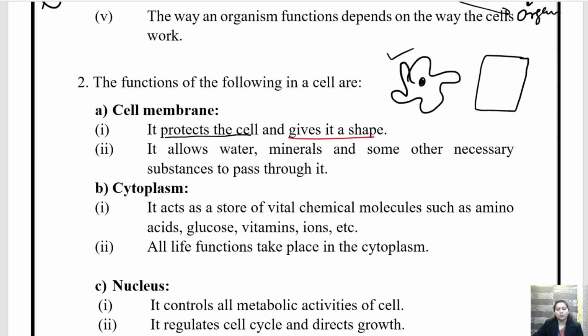Second, it allows water, minerals and some other necessary substances to pass through it. Not all. Cell membrane has small pores. It does not allow all substances to enter inside and all substances to come out. It selects something. It is selective in nature. कुछ चीजें अंदर आ सकती हैं सेल के, कुछ चीजें बाहर जा सकती हैं. Not all. And that is why the cell membrane is called semi-permeable in nature, or we can also say selective permeable. Selective permeable or semi-permeable means not all substances will go inside and not all will come outside, but a selective one. ठीक है?